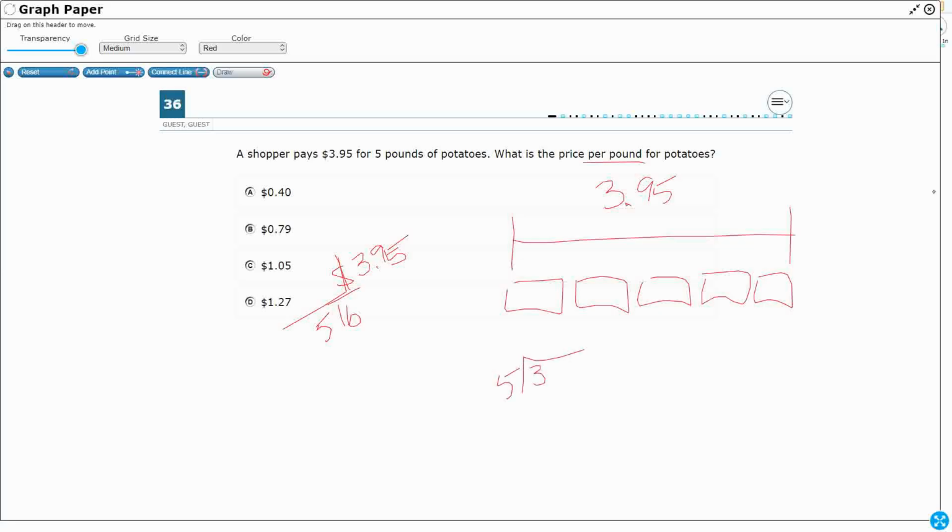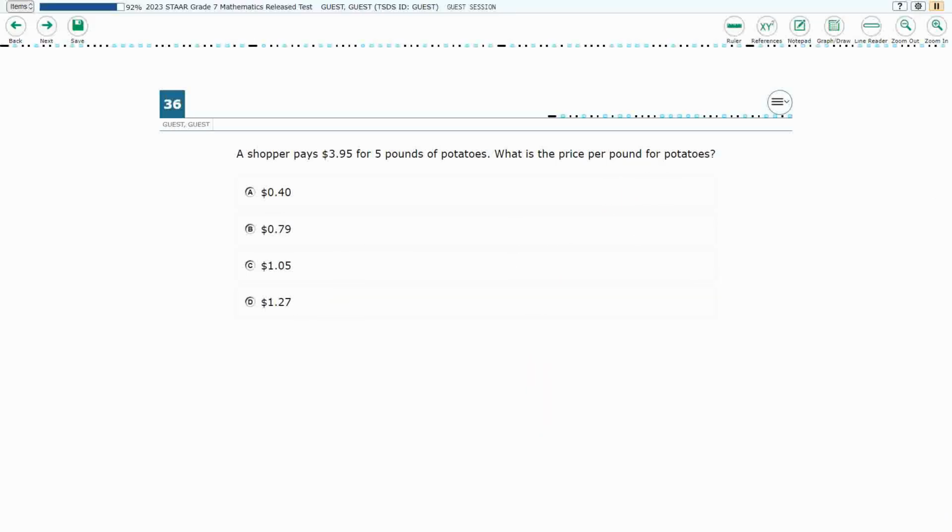So 5 into 395, make sure we get our decimal up there. Right, that's going to be 7, almost 8, 35. And that's going to be 9. And that's it. Right, 79 cents per pound. If you multiply that by 5, you're going to get that 395. So that is our answer. It is B. We'll see how we did across the state of Texas.